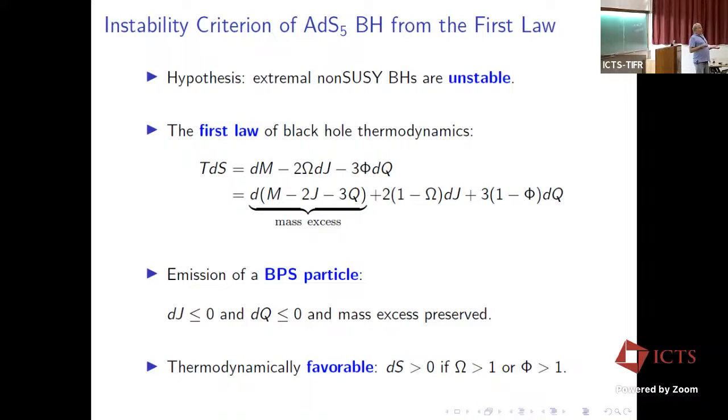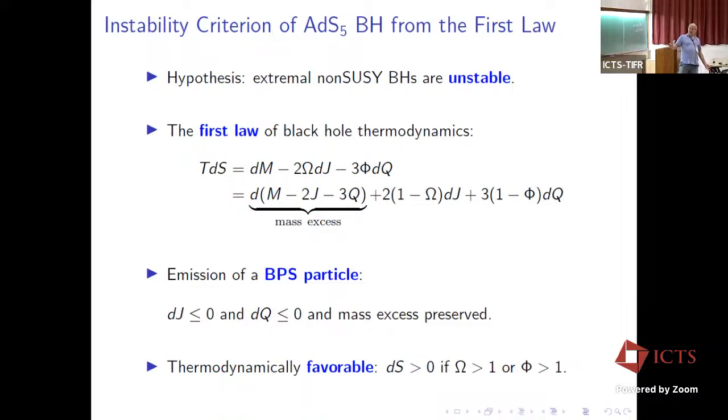Now I'm wondering, if I have a certain excess mass, would it be beneficial for me to, while keeping the same excess mass, emit something that takes charge away, either J-type or Q-type? Well, what you can see here is that if dJ here is negative, or delta Q is negative, and the excess mass is preserved, it's thermodynamically favorable.